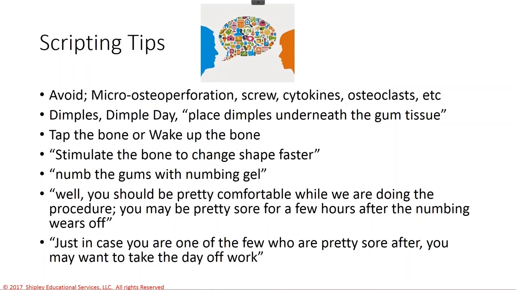You want to say things like place dimples underneath the gum tissue. You want to say things like tap the bone or wake up the bone. We want to stimulate the bone to change shape faster. We want to numb the gums with numbing gel. See, we're using softer language to get the same point across that the patient can understand without making it too scientific and too scary. We can get informed consent using nicer, softer language, and the best people to explain this to the patient are the assistants, not ourselves as the doctors.